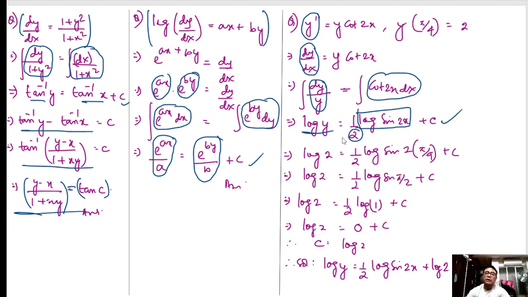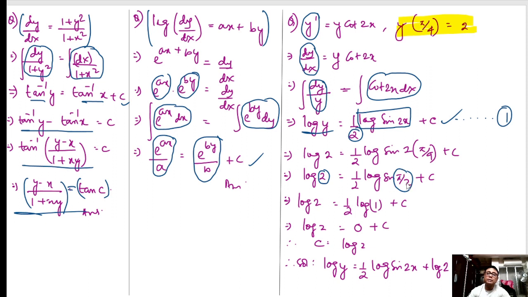So now, please watch here. In this equation, we have to put these values now. If x is pi by 4, y is 2. So here we are putting y is 2, x is pi by 4, so it becomes pi by 2.